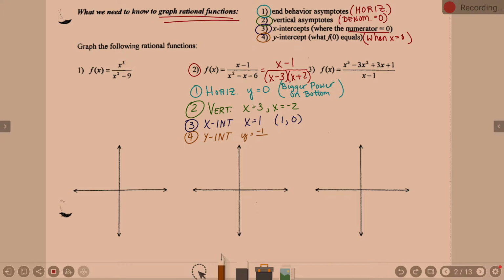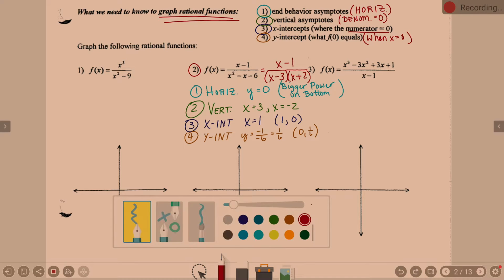0 squared minus 0 minus 6. -6. Or maybe you did 0 minus 3 times 0 plus 2. I don't know what you did. But either way, we end up with a y-intercept of 1/6. Or in other words, the ordered pair 0, 1/6. Okay. You ready? We got to graph it.